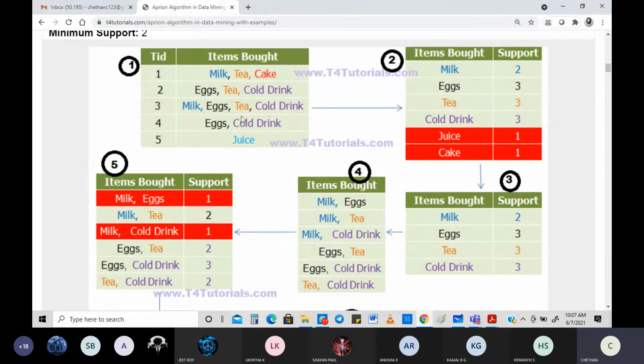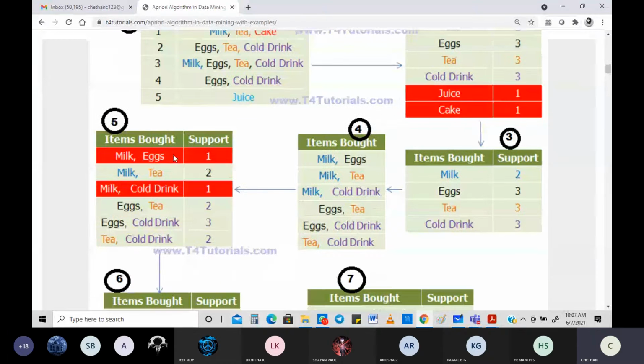So when you take two things into consideration, this is what you got. You got the items and, of course, the support for it. And what is the support you got? You got your 1, 2, 1, 2, 3, 2. So this is the support you got with regard to all the items when you take two things at a time.